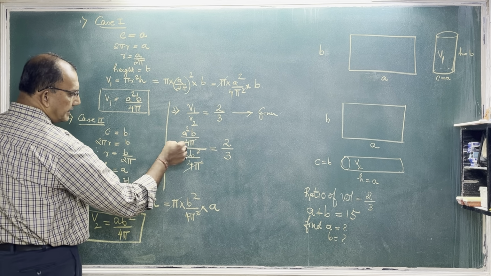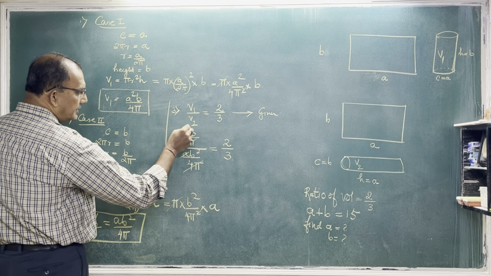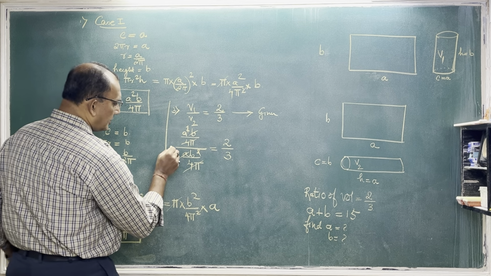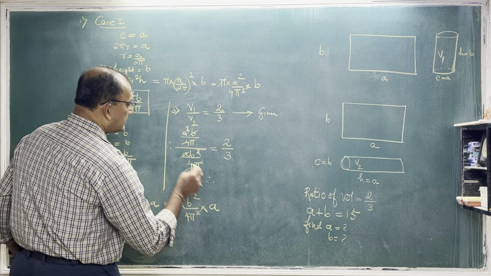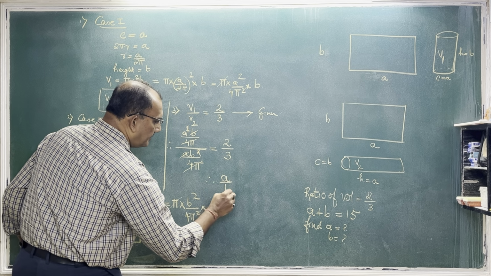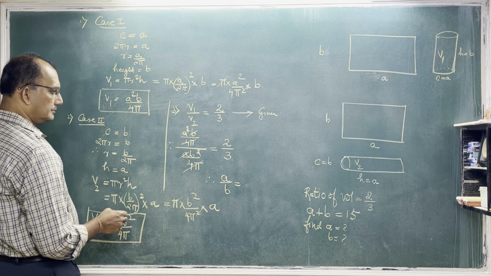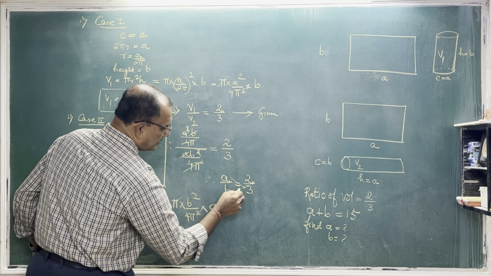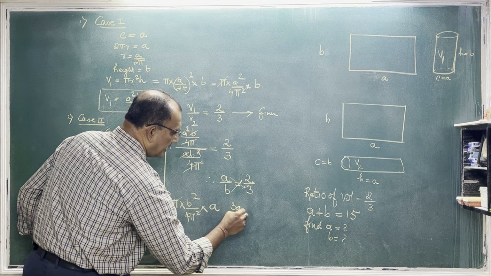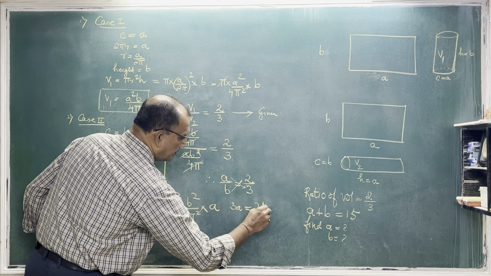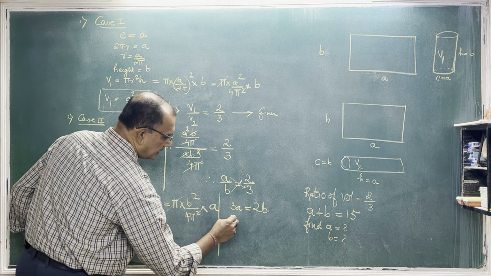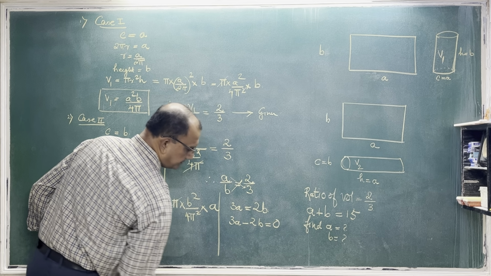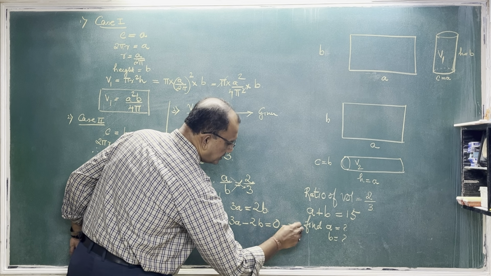Then 4 pi gets cancelled. A will go with this A square and B will go with this B square. So what is left out is A upon B is equal to 2 upon 3. If I cross multiply this, I'll get 3A is equal to 2B. That is nothing but 3A minus 2B is equal to 0. This I will take as equation number 2.